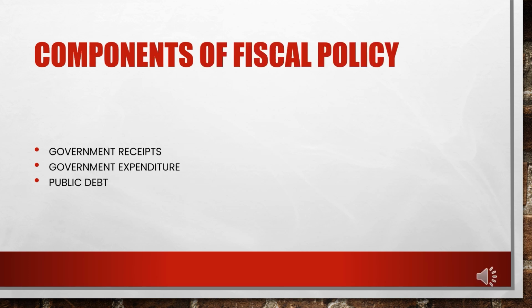Now next, we have the components of fiscal policy. There are three major components of fiscal policy. One is government receipts. We have government expenditure and the public debt. You should note that all the receipts and expenditure of the government are credited to and debited from the following: the Consolidated Fund of India, the Contingency Fund of India, and the Public Account of India, right?